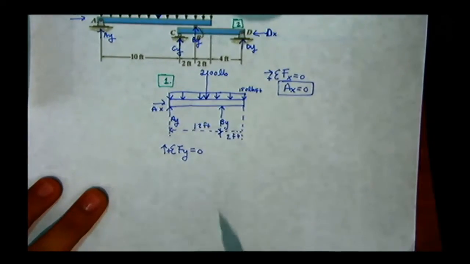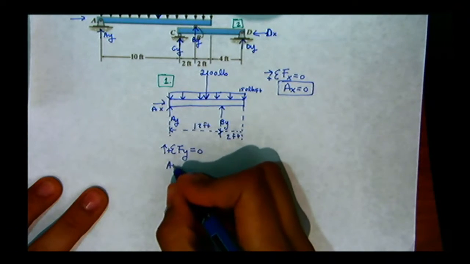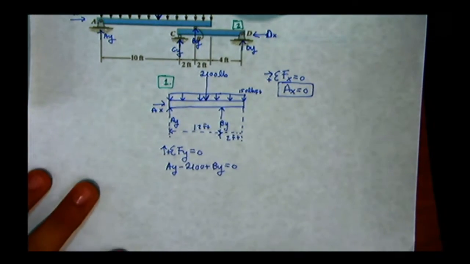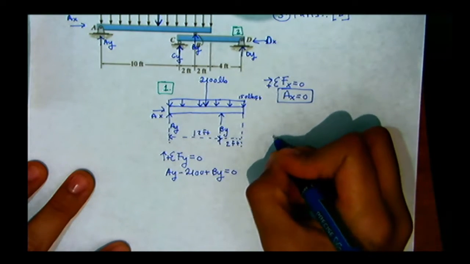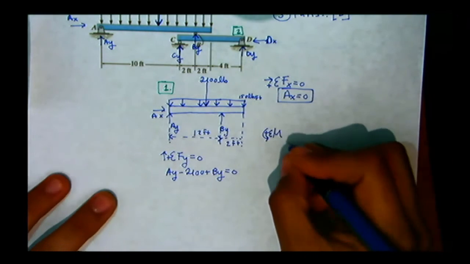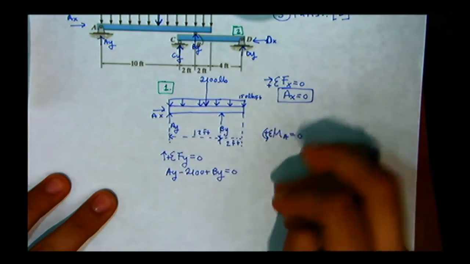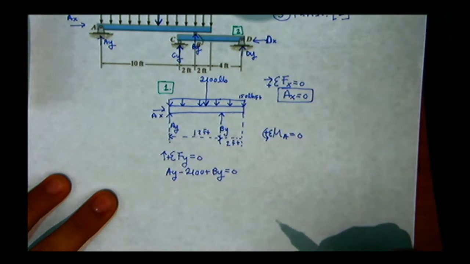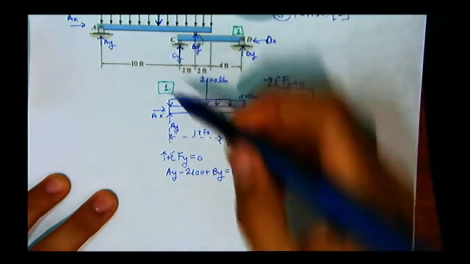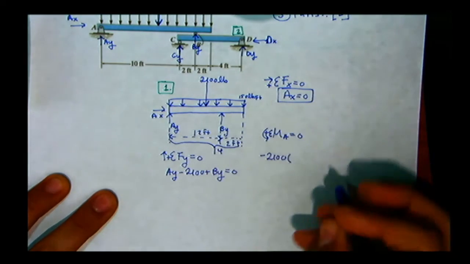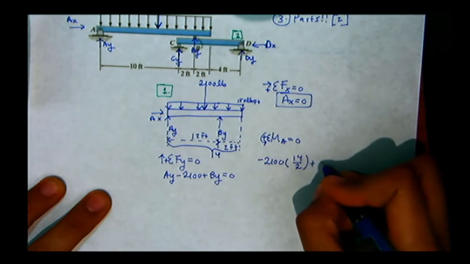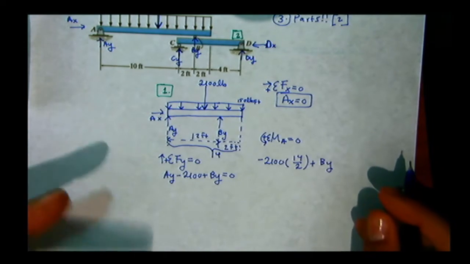Okay? And we could also take a moment, right? And where do we want to take it? A. Awesome. Okay, so we have, is this positive or negative? It's negative. Awesome. 2100. And how far away is it? So, correct. So this whole thing is 14. And it'd be half of that, correct? Okay. So then we have By, which is positive. I just gave it away. And how far is it away from A? 12. Perfect. Okay. So here we could solve for By. That is going to give you 1225 pounds.